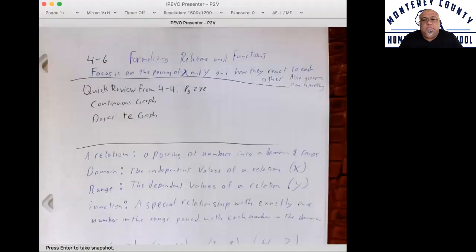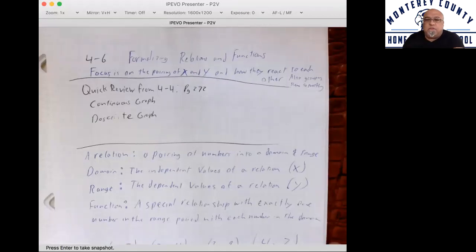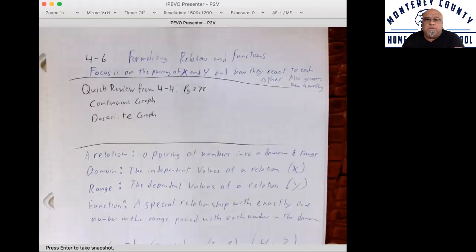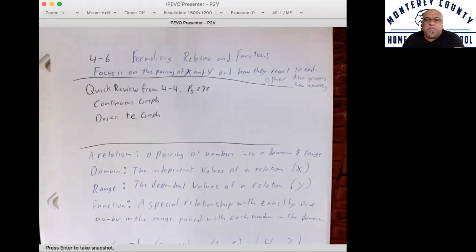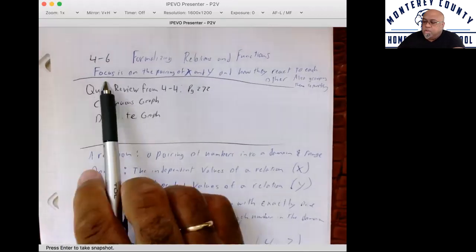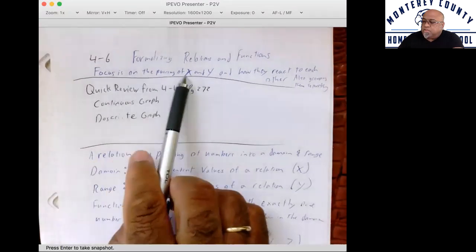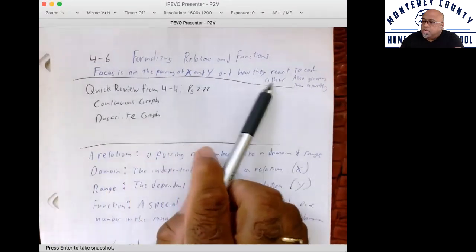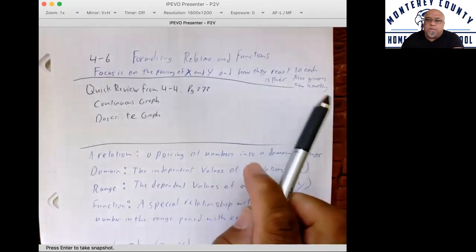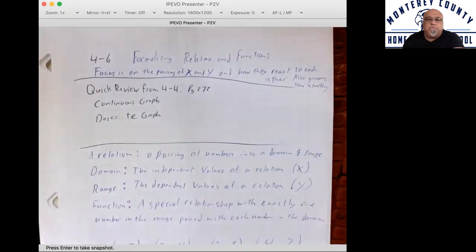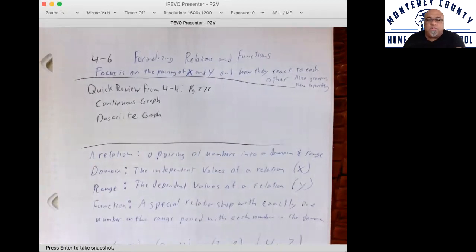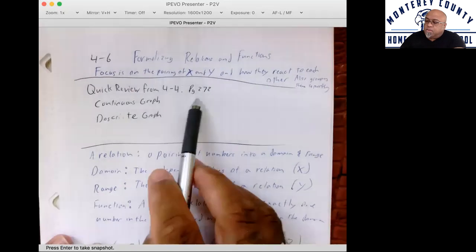Okay, today we're going to be talking about formalizing relations and functions. Now, in lesson 4-6, it's sort of like reviewing and going over some of the material in a different way. The focus is on the pairing of X and Y and how they react to each other, also how they are grouped separately. But before I jump into 4.6, I wanted to review something from 4.4 that I didn't really go over in the video. And that's on page 272.